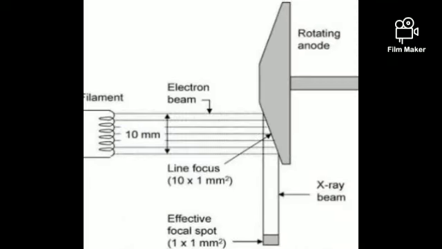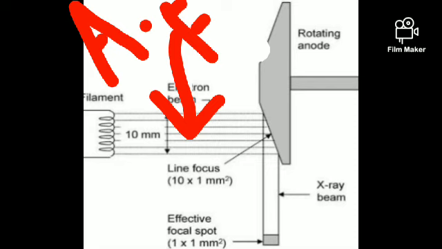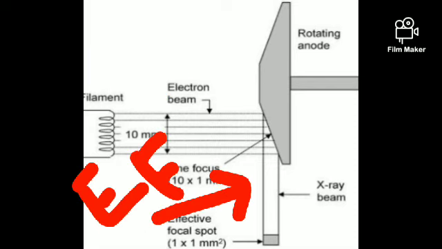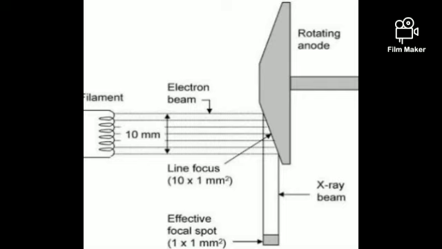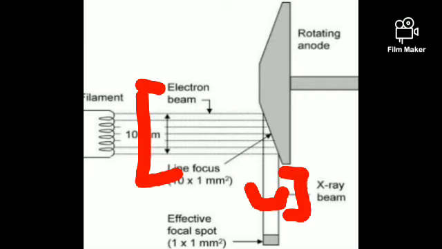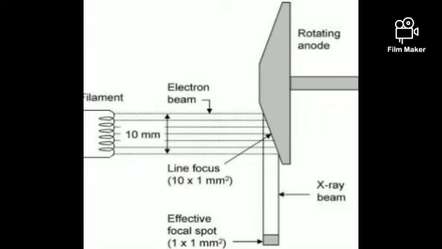Next, what are the various sizes of focal spots we use? Basically we have two focal spot areas. One is the actual focal spot, another is the effective focal spot. Always keep in mind the actual focal spot will be larger compared to the effective focal spot. We will discuss in brief. Actual means what? Original, right? So what is the actual focal spot size?